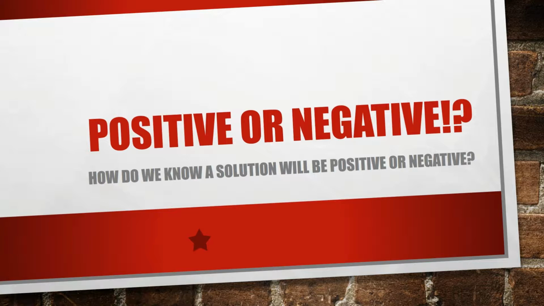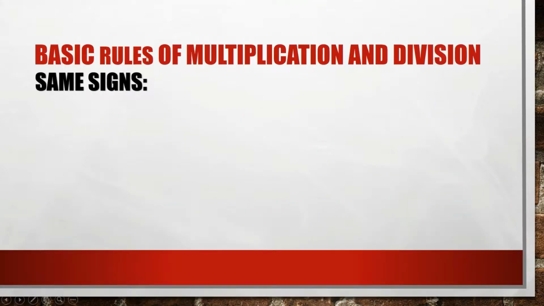Okay, so today we're going to be looking at positive or negative. How do we know if a solution is going to be positive or negative? When I say solution, today we're talking about products and quotients. There are basic rules that we can follow here, and they revolve around same sign or different signs. What do I mean by that?